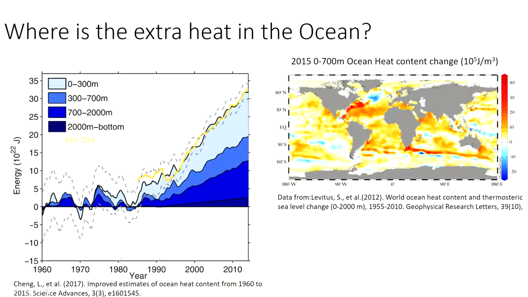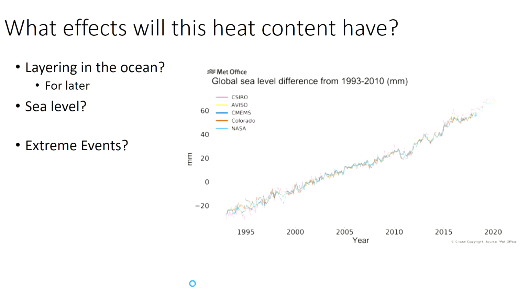So let's have a look at one of the most visible impacts of this increase in heat content. We've already mentioned this before: sea level rise. We're going to have a look at sea level rise first, just quickly, and then we're going to look at some extreme events in terms of the ocean heat content, which are particularly relevant to coral reefs.